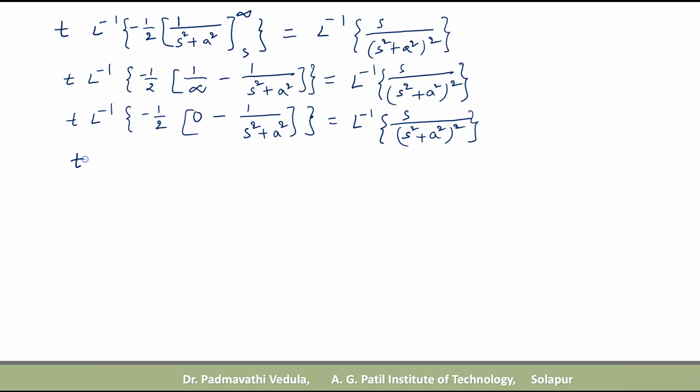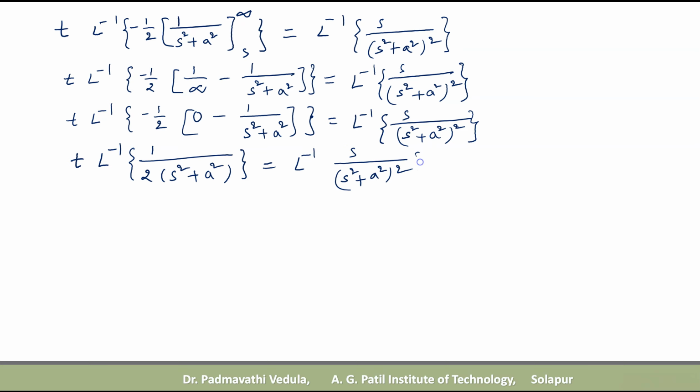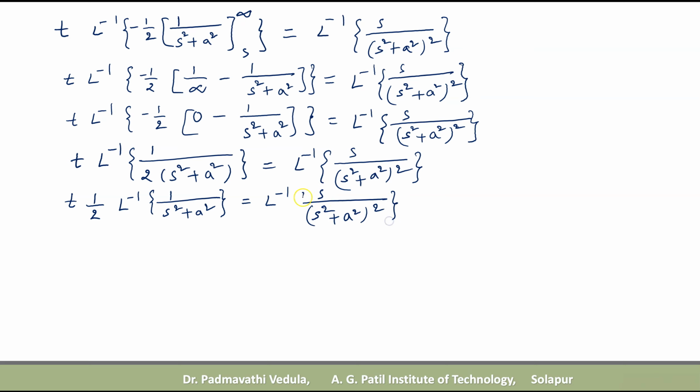Now here t into L inverse of, if you multiply these two, you get 1 by 2 into s square plus a square equal to L inverse of s by s square plus a square whole square. So t into 1 by 2 you can take outside, L inverse of 1 by s square plus a square equal to L inverse of s by s square plus a square whole square.